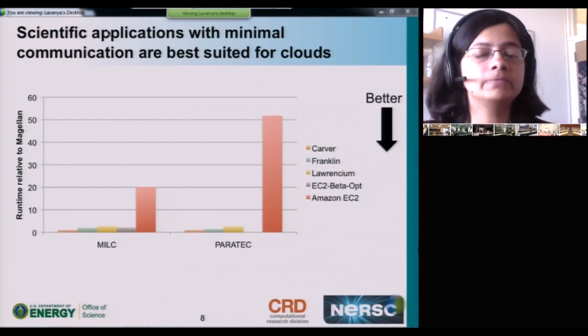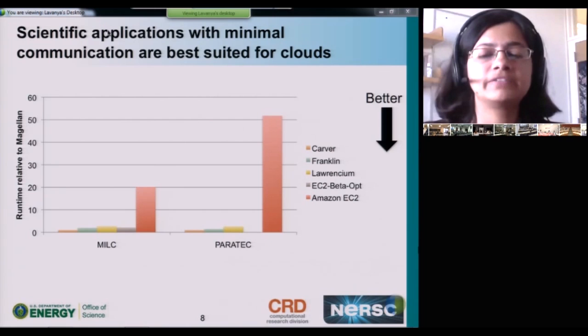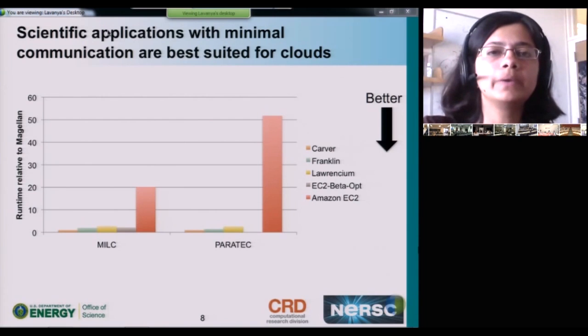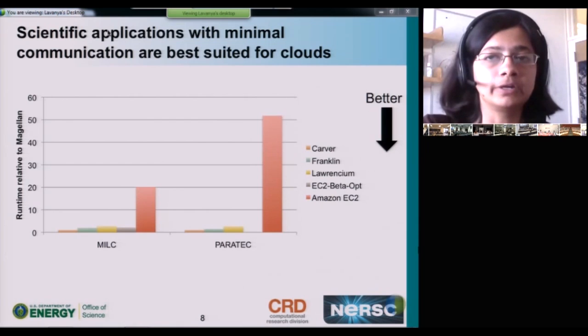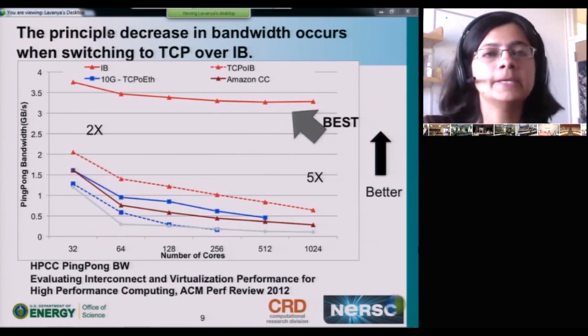We saw better performance with EC2, the cloud computing instances, which in this graph, unfortunately, has been labeled differently. But what we realized was scientific applications with minimal communication were best suited for these cloud environments in general. In the current time, the technology changes happen pretty quickly in this space, so this is likely to change as the hypervisor and networking gets better within the VMs.